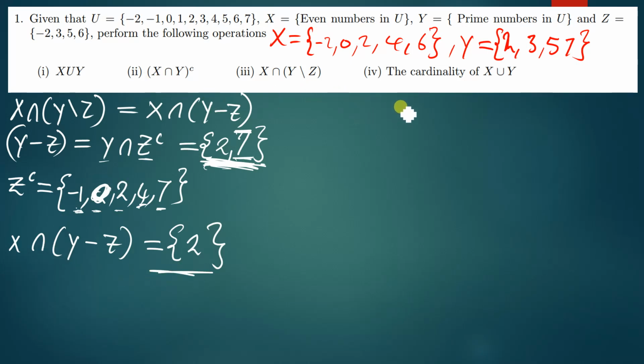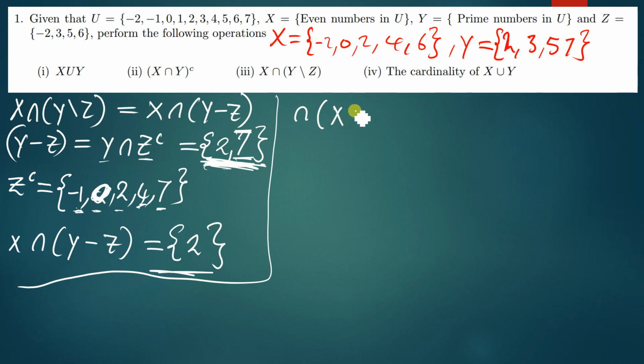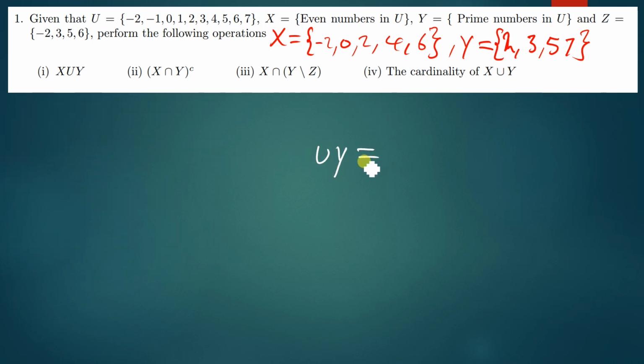So let us quickly do the last part of the question, which is asking us to find the cardinality of x union y. When you've been asked to find the cardinality of any given set, the cardinality is simply the number of elements in that given set. So when they say find the cardinality of x union y, they are simply asking you to find the number of elements in x union y. So first of all, we need to find what x union y is.